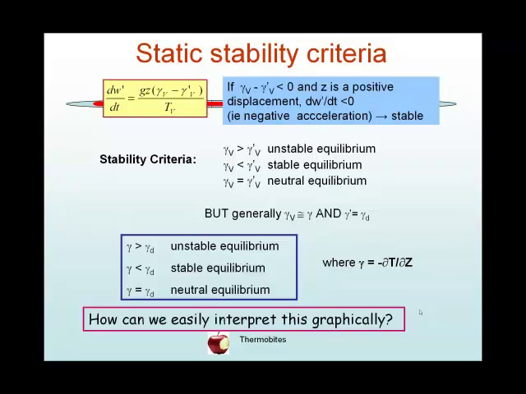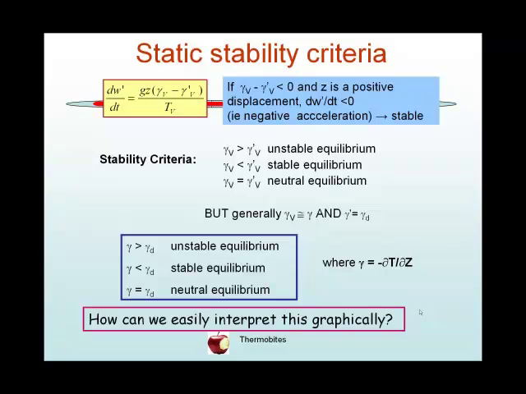If gamma v minus gamma v dashed is less than 0 and z is a positive displacement, then dw dashed/dt is less than 0. In other words, there's a negative acceleration and the parcel is stable. So we can write our stability criteria then in terms of the lapse rates of the virtual temperature. If the environmental lapse rate of virtual temperature is greater than that of the parcel, we have unstable equilibrium. If it's less than that of the parcel, we have stable equilibrium. And if it's the same as the parcel, then we have neutral equilibrium.